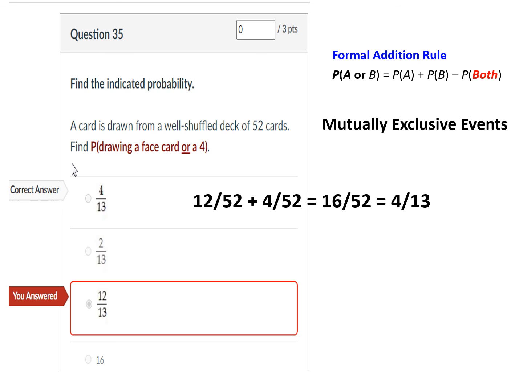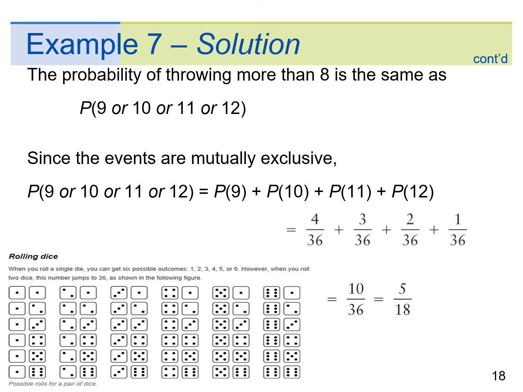Probability of drawing a face card. Well, there's 12 in the deck. 12 chances in 52. How many 4s in the deck? There are 4 of them. Clubs, diamonds, hearts, spades. 4 over 52. The sum is 16 over 52. Lowest terms, 4 chances in 13.